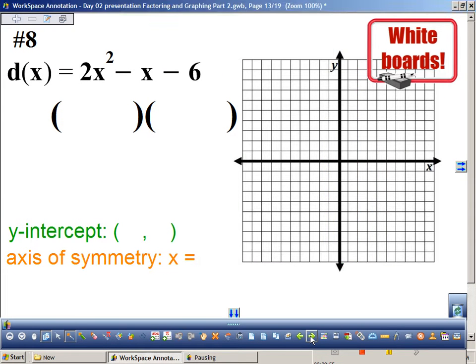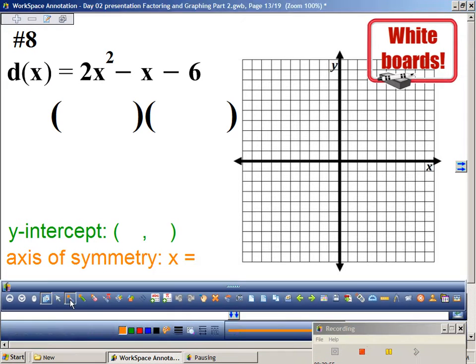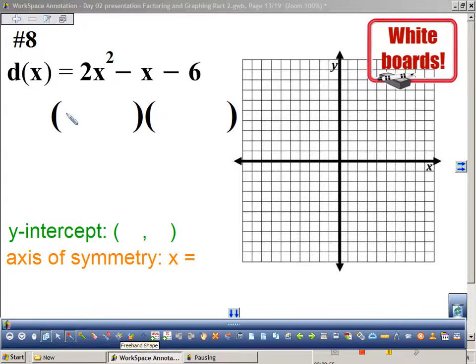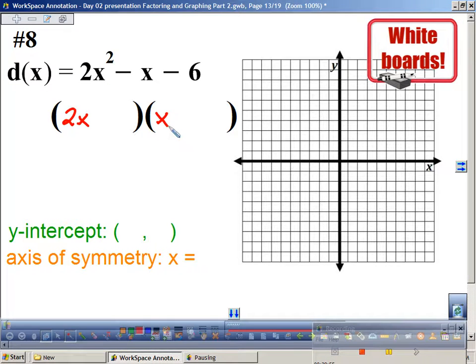All right, we have a few more minutes, so can I see if you guys can factor this one? Guess which one I would start with, the 6 or the 2x? Why would I start with the 2x? Can anybody tell me why you'd start with 2x? Because it's prime. You can only get 2x and x. That's the only option, 2 and 1. So you guys try it on whiteboard. Let's see it.